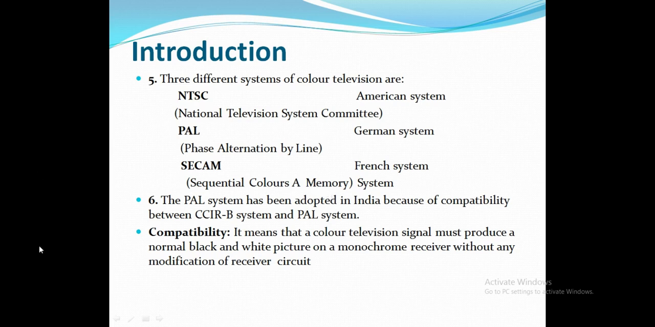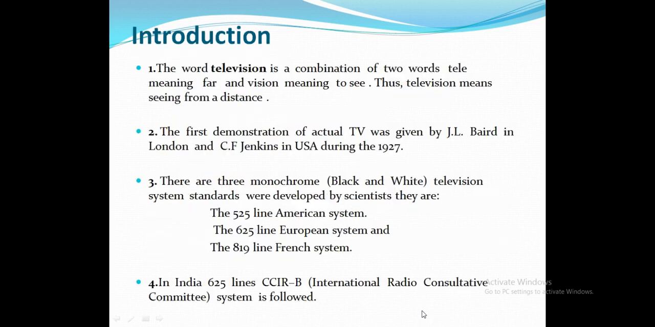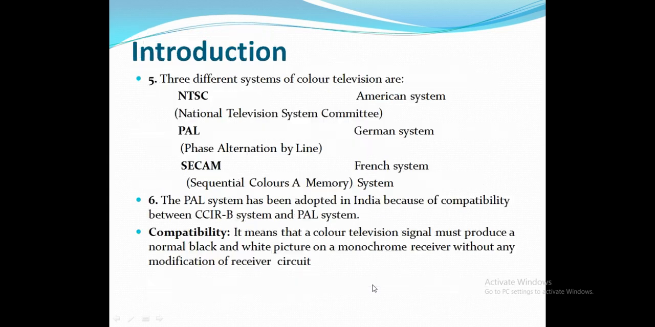In color television, in India we use the PAL system, that is the phase alternation by line system. It has been adopted in India because of compatibility between the CCIR-B system and the PAL system. The 625 line system follows the CCIR-B standards, that is the International Radio Consultative Committee.